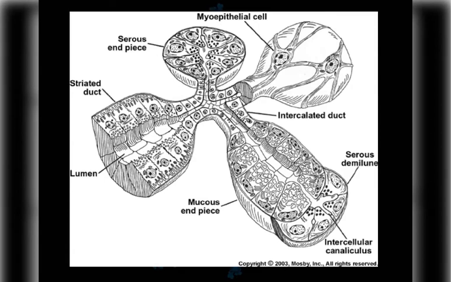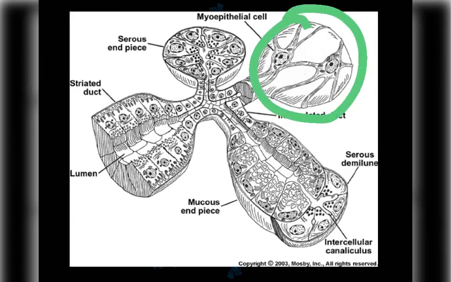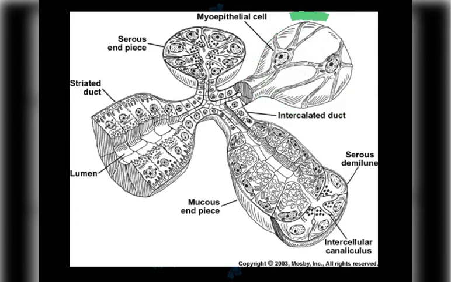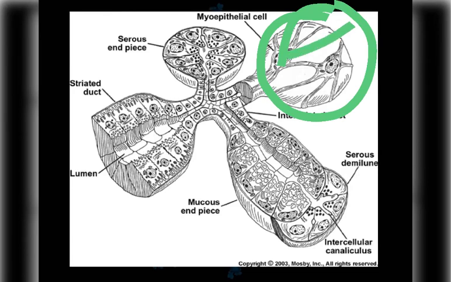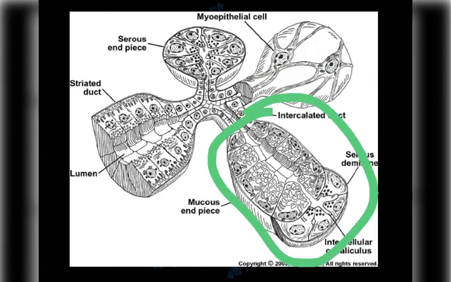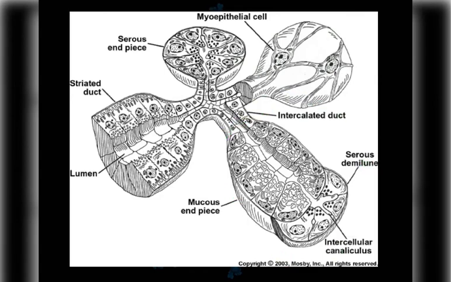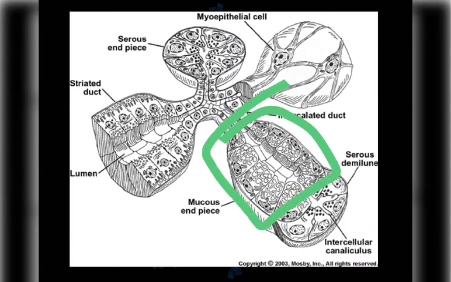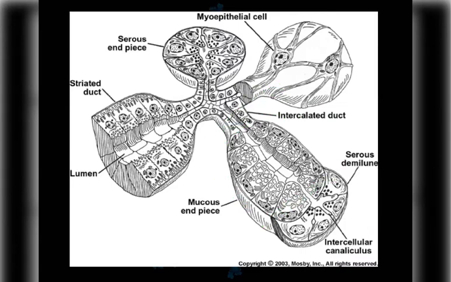This representation shows serous secretory end pieces, serous acini, spherical, wrapped by myoepithelial cells. This is a mixed secretory end piece. We have a mucus tubule, and here a serous demilune. These are serous cells. These are mucus cells.